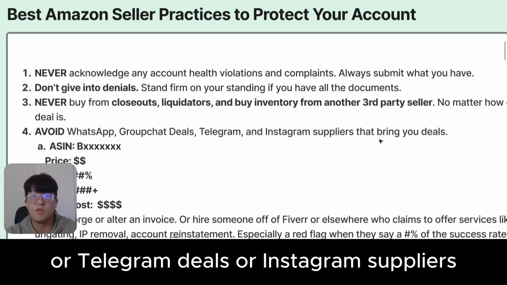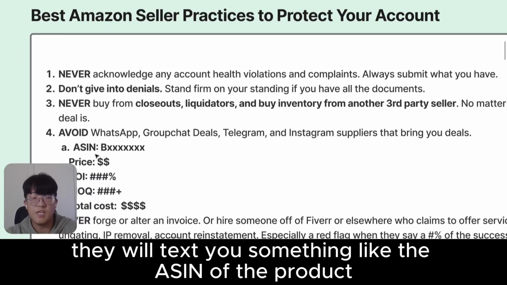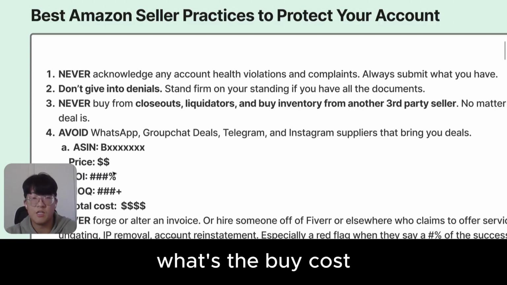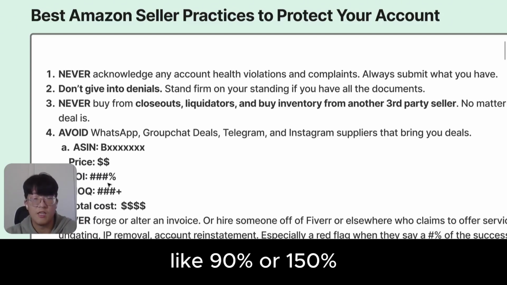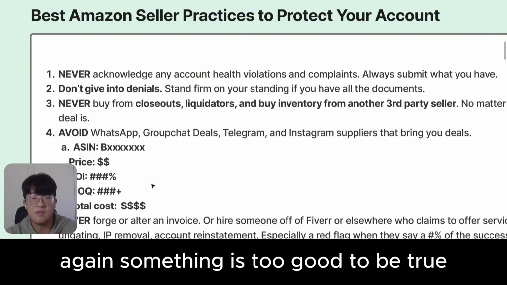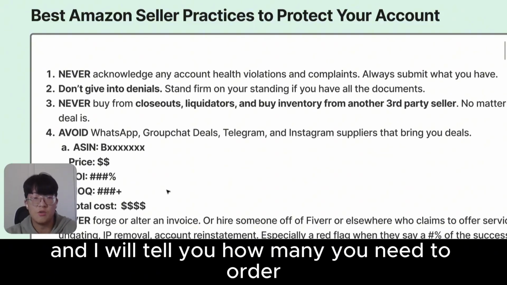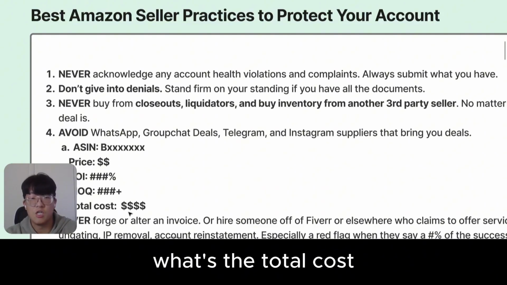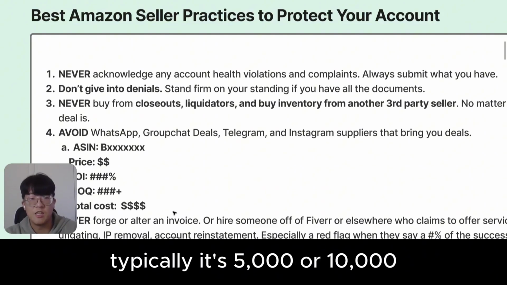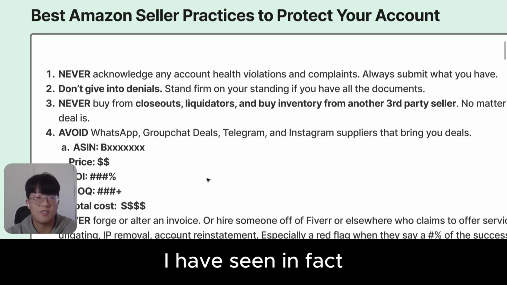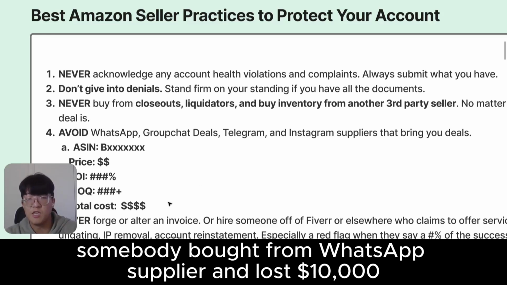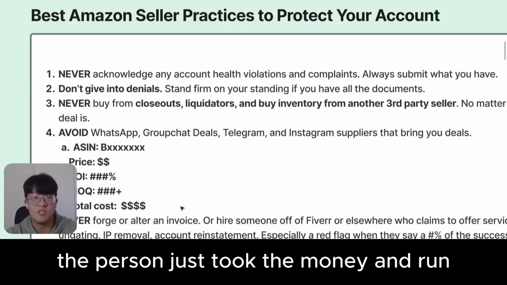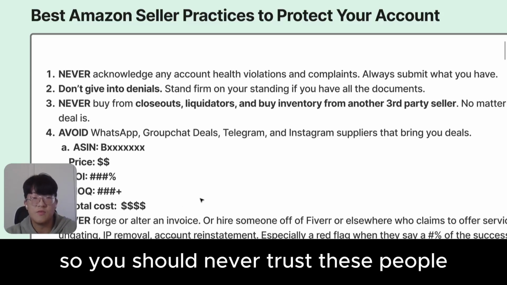Fourth, you should avoid buying a product from a WhatsApp supplier or group chat deals or Telegram deals or Instagram suppliers. They will text you something like the ASIN of the product, what's the buy cost, some insane number for ROI, like 90% or 150%. Again, something is too good to be true, and they will tell you how many you need to order and what the total cost is. Typically, it's 5,000 or 10,000. I have seen, in fact, somebody buy from a WhatsApp supplier and lose $10,000. The person just took the money and ran. So you should never trust these people.